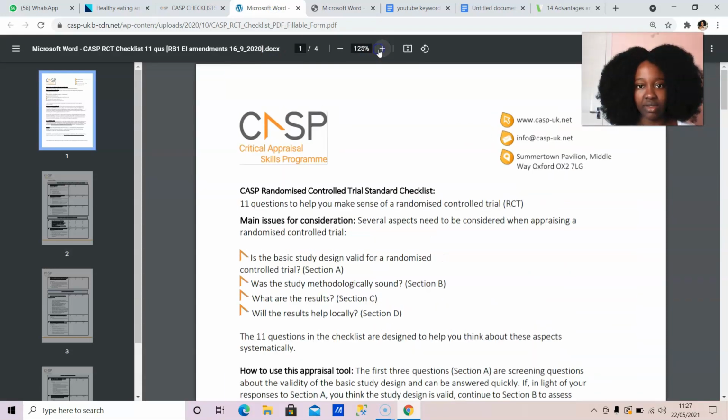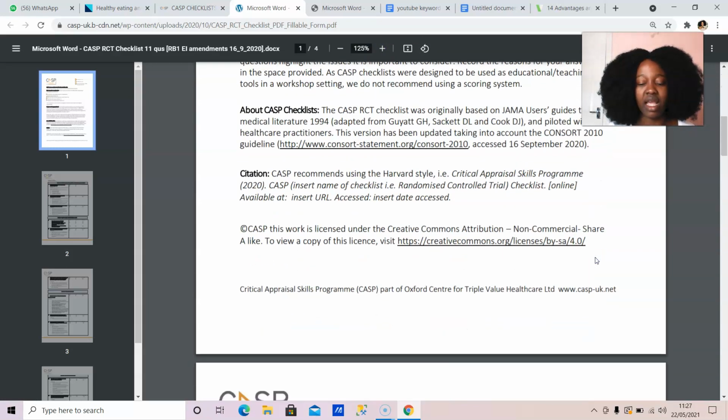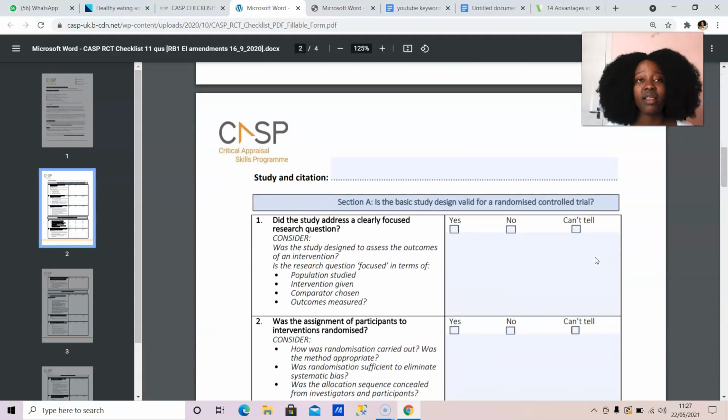Let me maximize this, okay? So this is what we have for the randomized control trial checklist. We have all this, and you already know there are videos. I have done videos on both qualitative and quantitative studies, how to critique them. So you can make sure to check out those and how to answer all these questions.